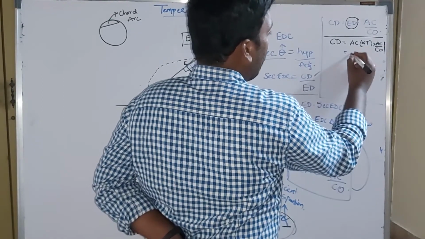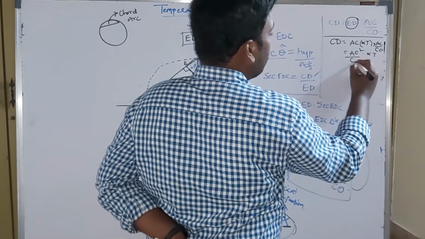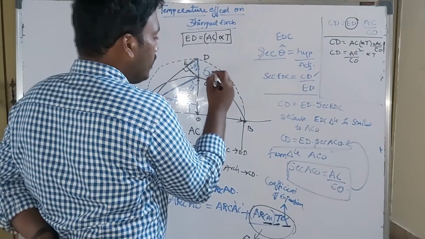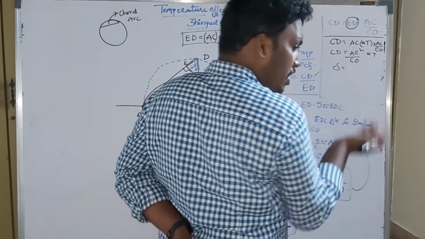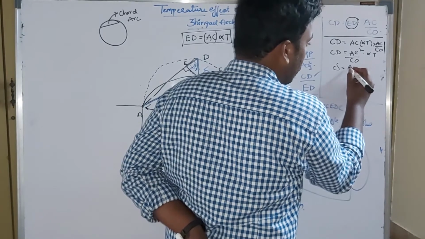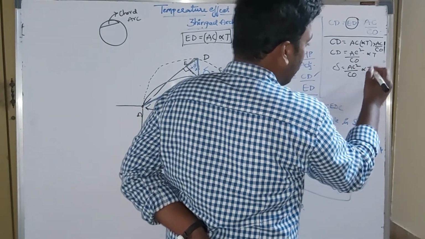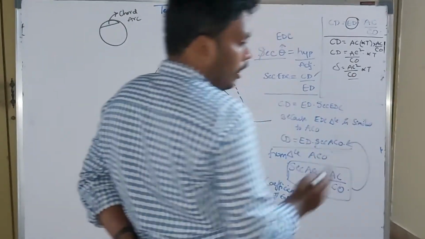So this can be written as AC square into alpha T by CO, where this is CD. CD, what we discussed earlier, can also be written as delta. So delta, the change in rise of arch, is nothing but AC square by CO into alpha T. But in this we don't know the AC value or the CO value.